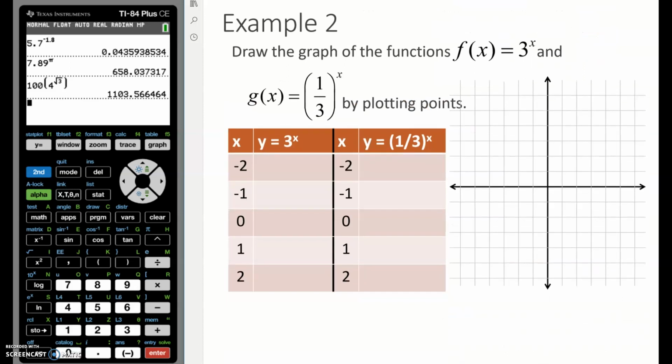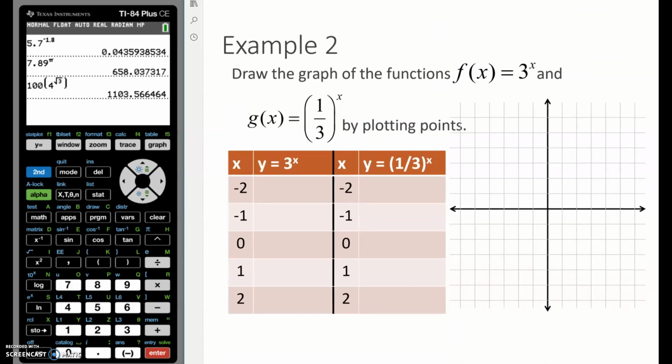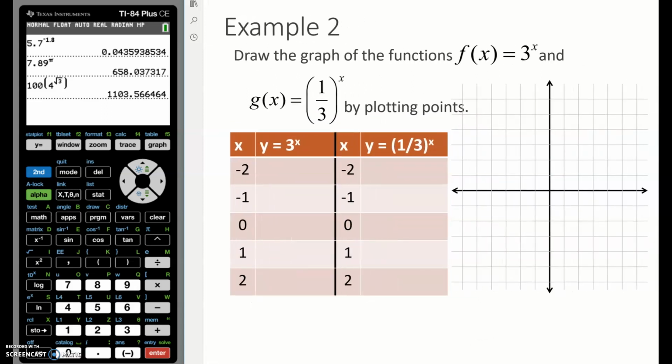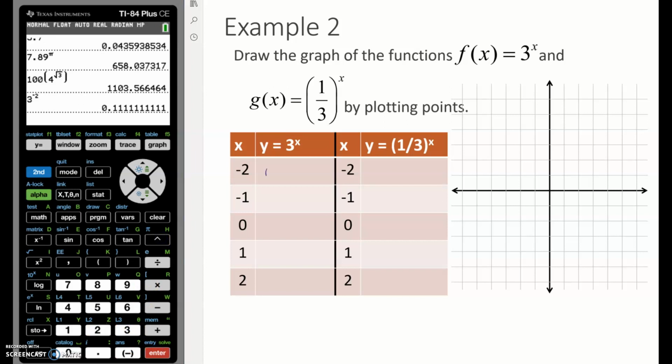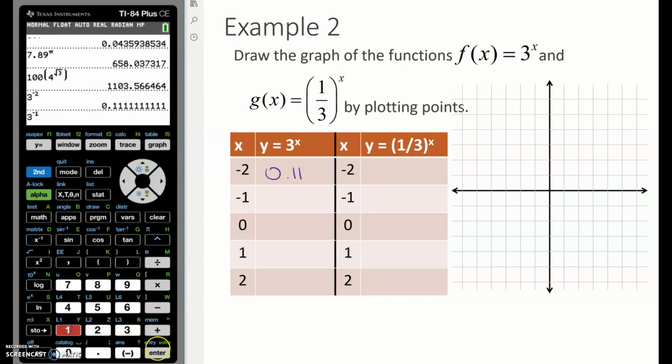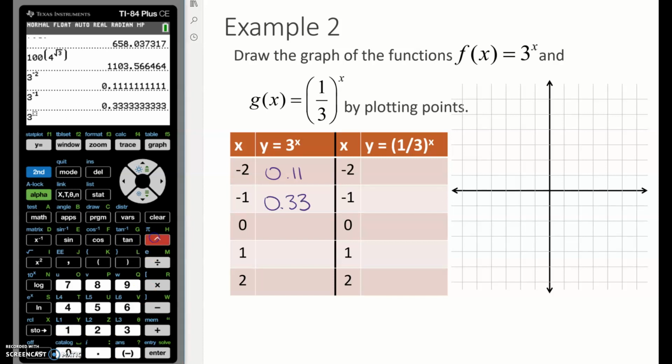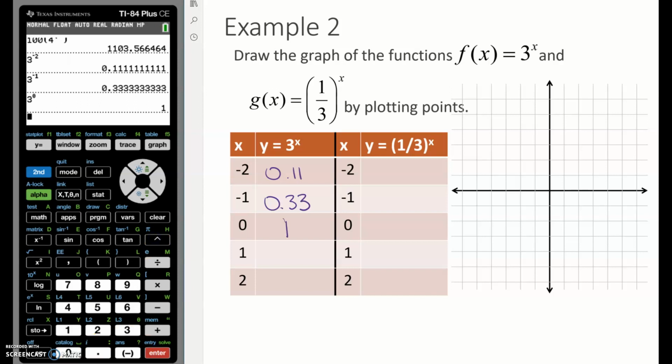Okay, now we're going to graph 2 functions, and I'm going to graph them in different colors so you can see. The first one is 3 raised to the x. So we need to plug this in. 3 raised to the negative 2 is 0.11. 3 raised to the negative 1 is 0.33. 3 to the 0 is 1.